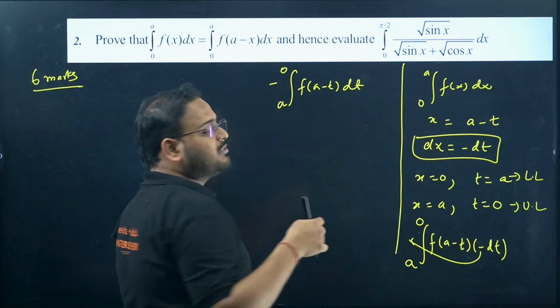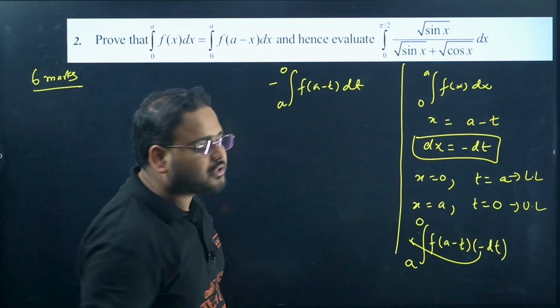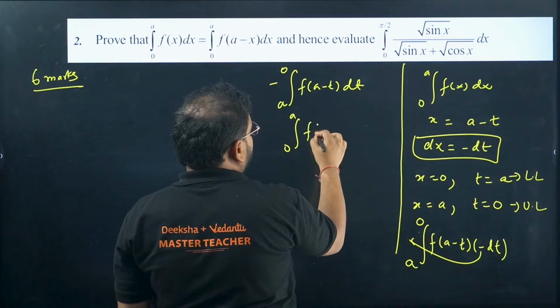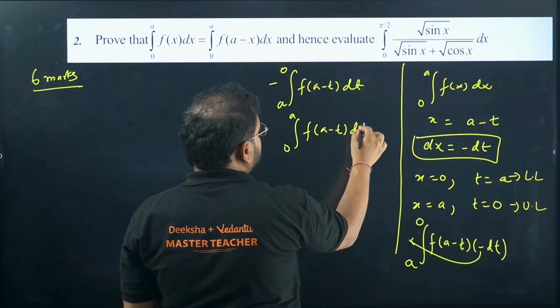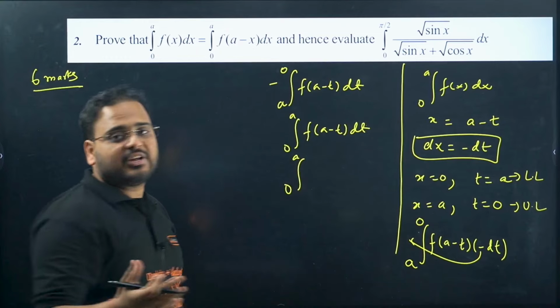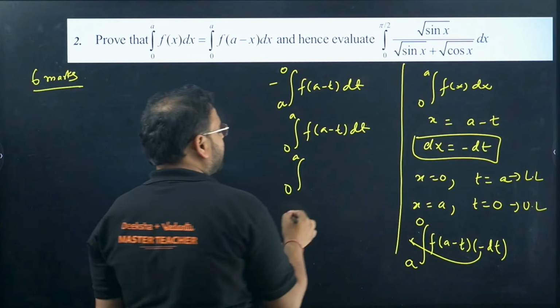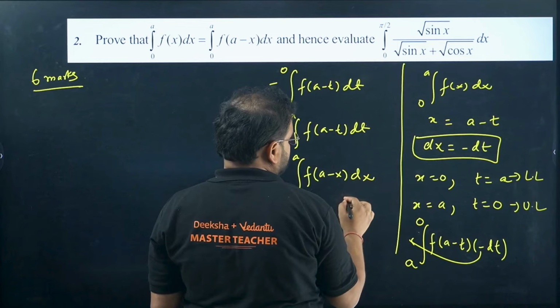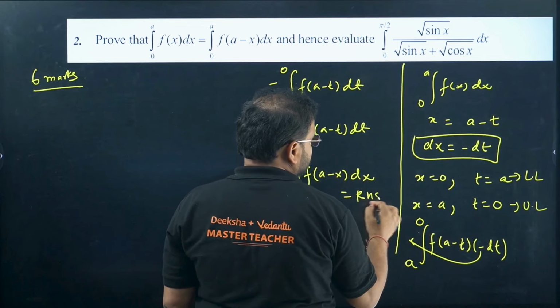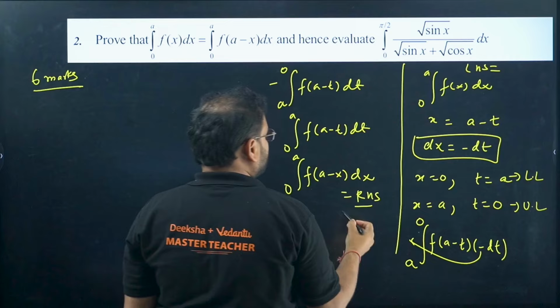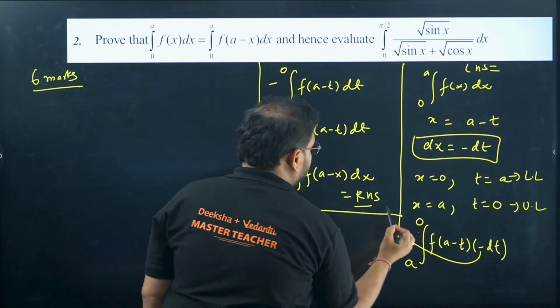We know that we can use the negative sign to change the limit of the integration. Just do that. You'll have this as 0 to a f of a minus t dt. We also know that we can change the variable of integration without changing anything. So it will become simply f of a minus x dx. This is same as your RHS. This was your LHS. Please check. So it is your proven statement.